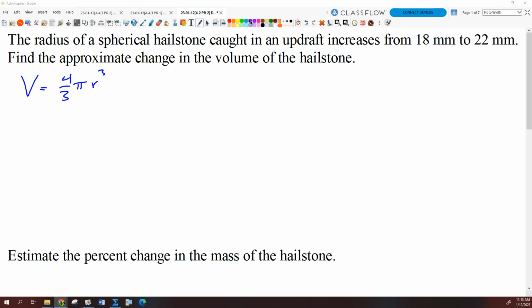So what do we know here? What's going to be our value for r? 18, right? We're starting at 18. Does that make sense? So r equals 18 millimeters. I guess we'll put the units in. What's our bump? And what do I call that? dr, right?